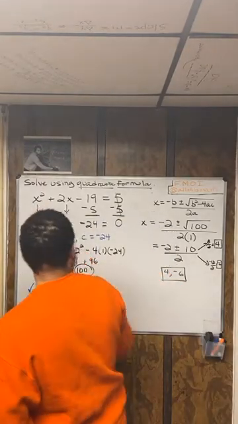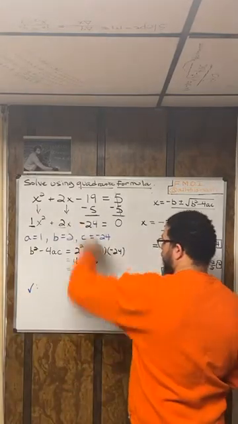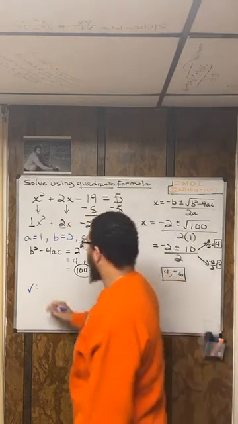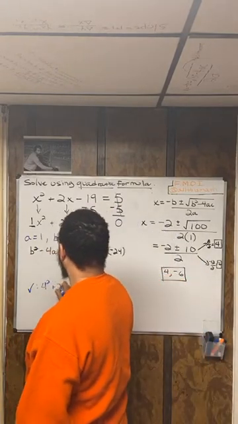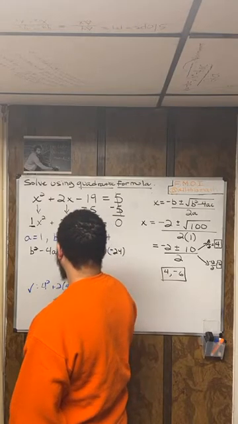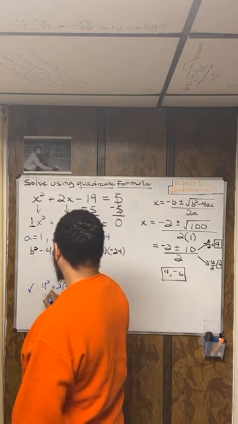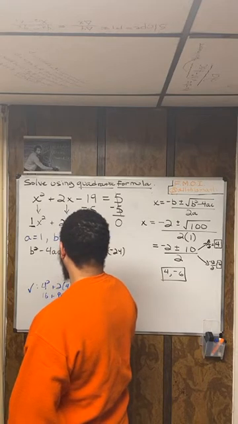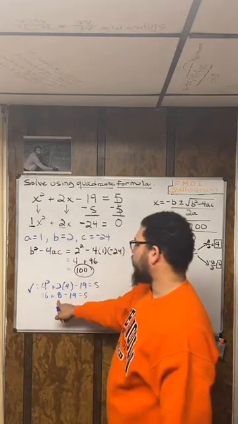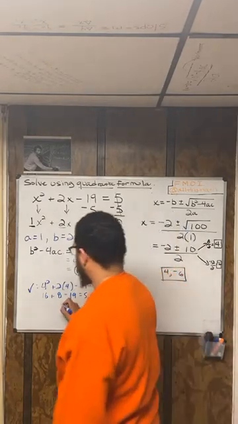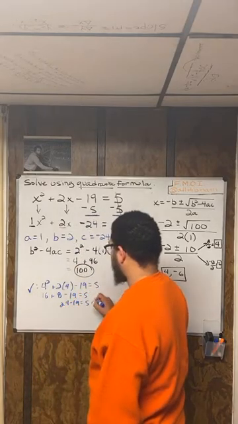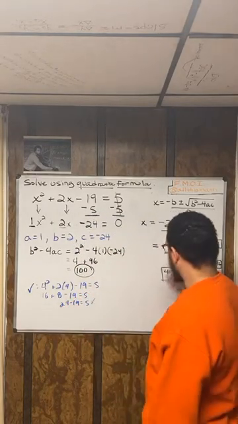So we plug in, let's say I want to check 4. I'm going to make sure 4 is correct. So that means that 4 squared plus 2 times 4 minus 19 should equal 5. So let's make sure that's true. 4 squared plus 2 times 4 minus 19 equals 5. And is that true? 4 squared is 16. 2 times 4 is 8. Then minus 19 is equal to 5. 16 plus 8 is 24. 24 minus 19 is 5. That's true. So we know 4 is good.